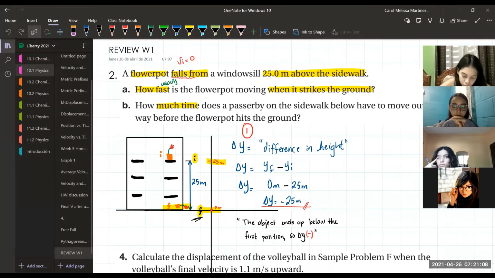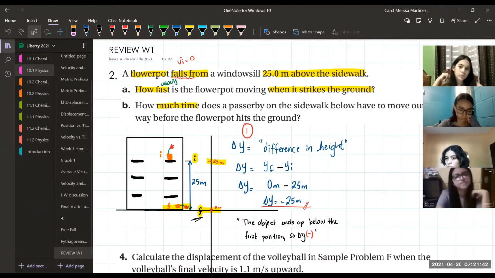In my brain, that's how I do it. If I don't want to do any calculation like the delta y formula, I just analyze where the object is in the end. The flower pot is on the sidewalk. The sidewalk is below the windowsill. So the change in position is going to be negative because it ended in a lower position than it was before. Honestly, in my daily life, I don't do this procedure.